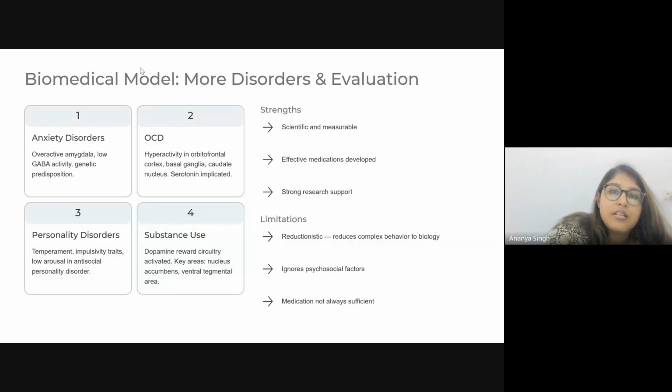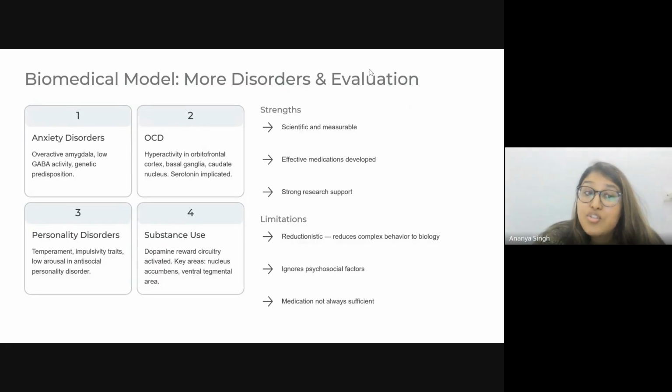Then there is, very quickly, anxiety disorders. There is an overactive amygdala, GABA is not working properly, so there's less inhibition. Anxiety disorders also have a genetic predisposition, less studied, but still there. OCD: there is hyperactivity in the orbitofrontal cortex, which is a part of the prefrontal cortex, frontal lobe, basal ganglia, caudate nucleus, and serotonin is implicated.